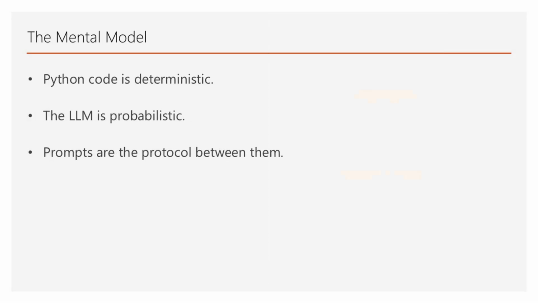The most useful mindset is this: your Python code is fully deterministic. The language model is not. It behaves like a pure function with probabilistic behavior. Prompts act as the protocol that allows these two worlds to communicate. Once you see this clearly, GenAI stops feeling magical.